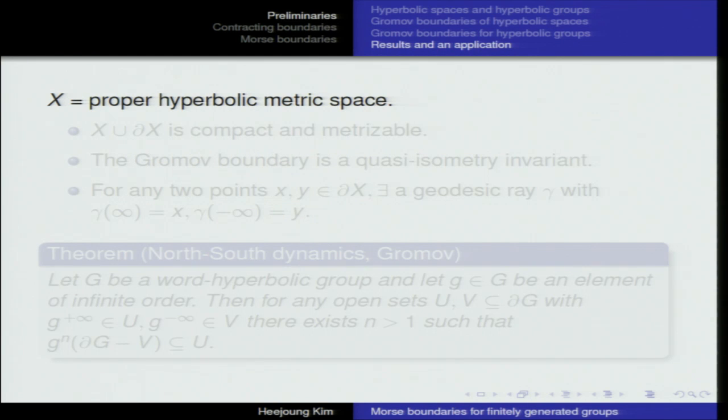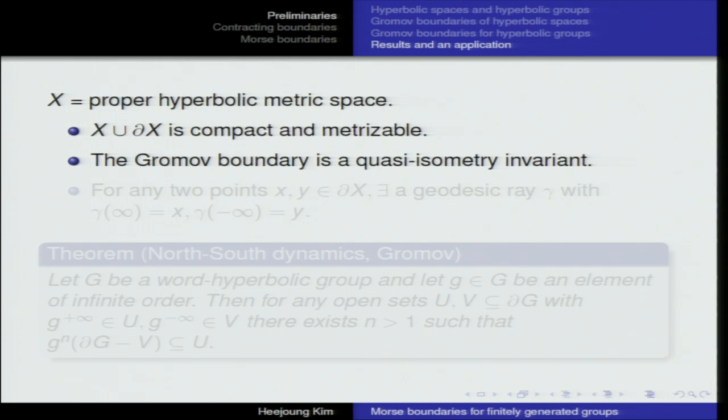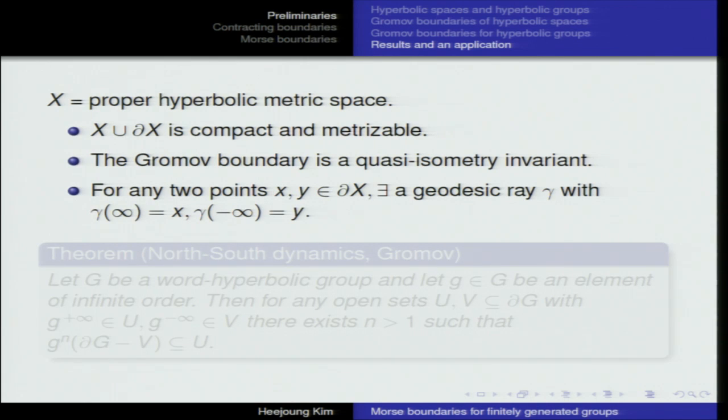Now let's see some results and an application. Let X be a proper hyperbolic metric space. Then the union of X and the Gromov boundary is compact and metrizable. So as a topological space, it is a very nice space. And as I said several times, the Gromov boundary is a quasi-isometry invariant, a very important one. And for any two points x and y on the boundary, there exists a geodesic ray with endpoints x and y.